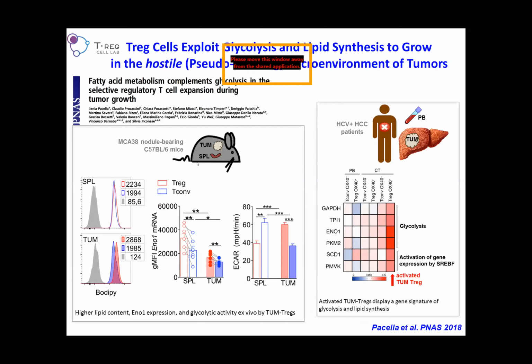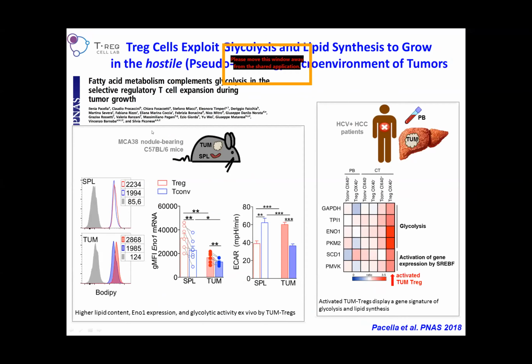This is a paper we published recently. Again, in tumor growth, the expansion of glycolysis plus lipid synthesis boosts the production of Treg cells that are blocking anti-tumor immunity. In vitro, in mice, and in humans, we observe this phenotype. Therefore, it's very important that we think about pseudo-starvation signals in general, and also in conditions where you can boost them.